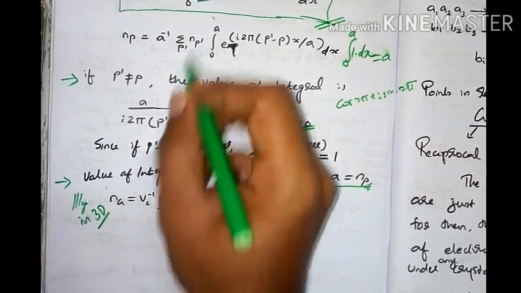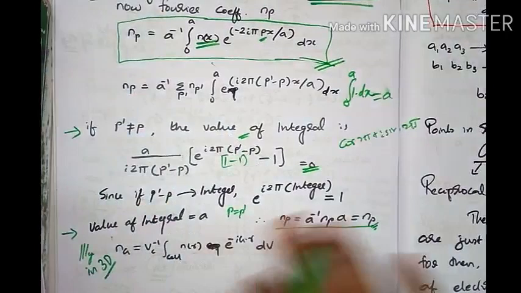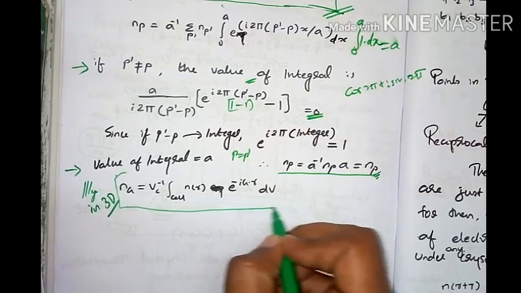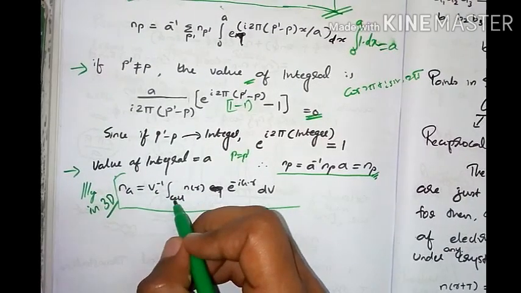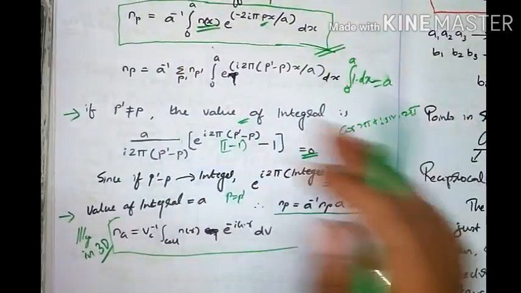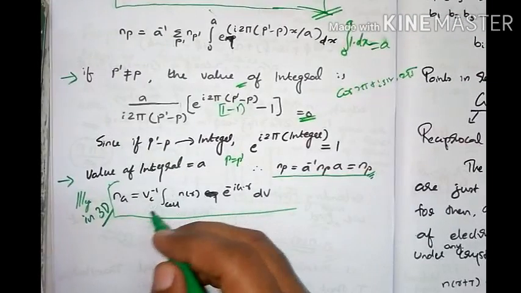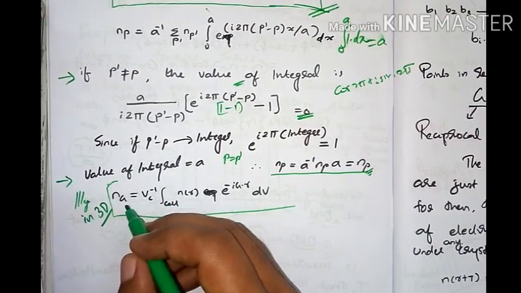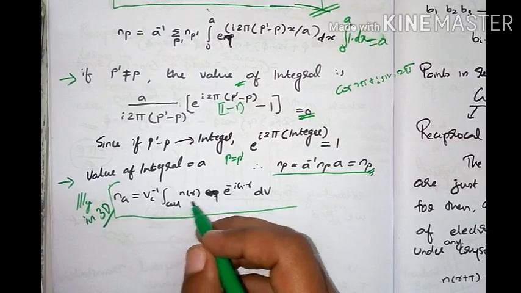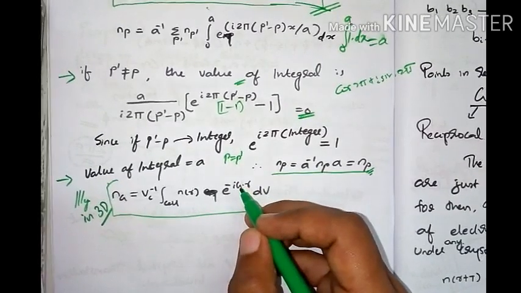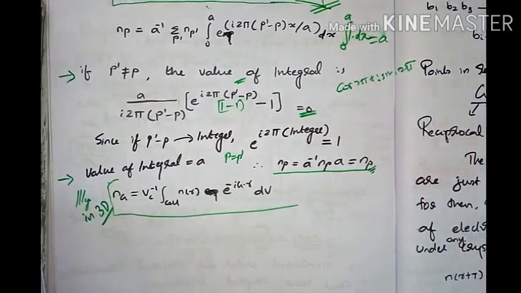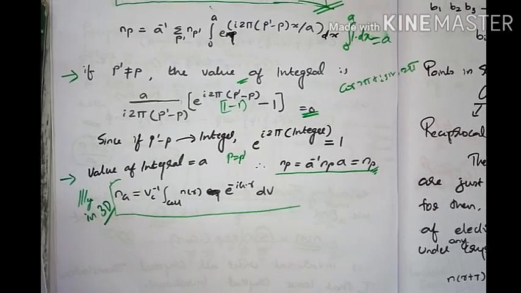I told you earlier, in 1 dimension we write it as n_p, and in 3 dimensions it will be n_G. It will become n_G is equal to inverse of volume into integrating over the cell. Here we integrate over the lattice constant 0 to a, because there was one dimension. Now n_G is equal to inverse of volume of the cell into integrating over the cell into n of r into e raised to minus i G dot r into dV, and the diffraction conditions will be discussed in the next part. Thank you.